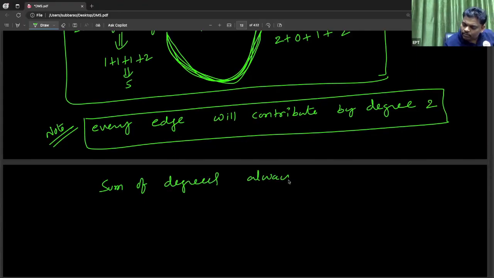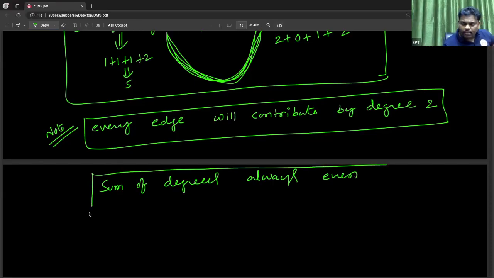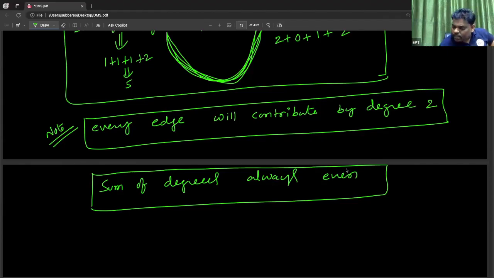Sum of degrees always even. When you say degree, remember, it is an undirected graph.